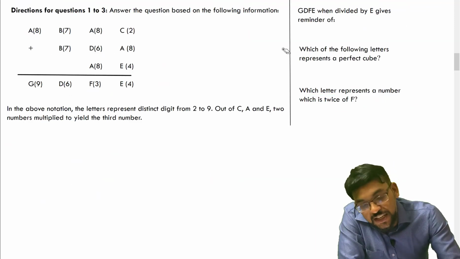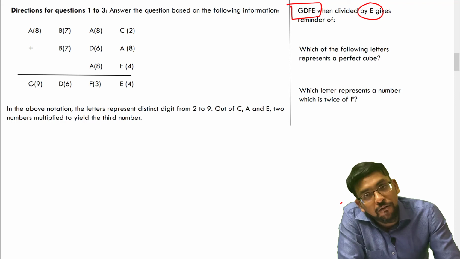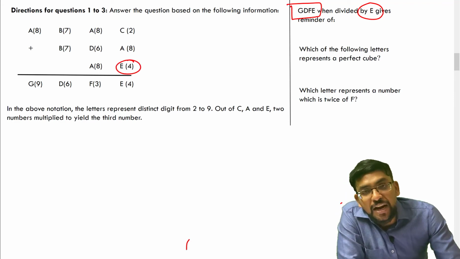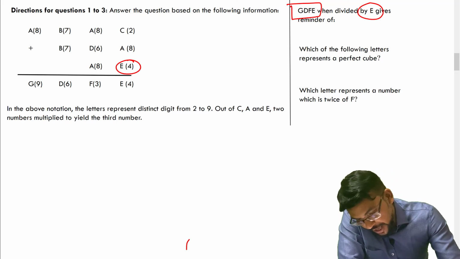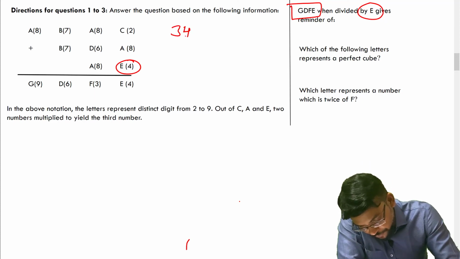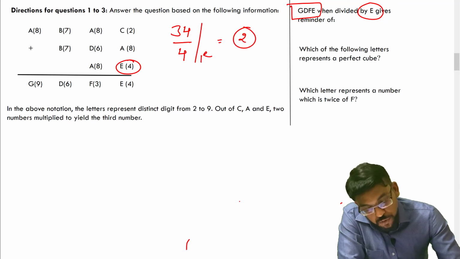Now the first question is, GDFE when divided by E gives the remainder of? So here E is 4. So whenever you are dividing a number by 4, you have to look for only the last 2 digits. And FE are the last 2 digits. And F we know is 3 and E is 4. So 34 divided by 4, remainder is equal to 2. So the right answer for the question is 2.